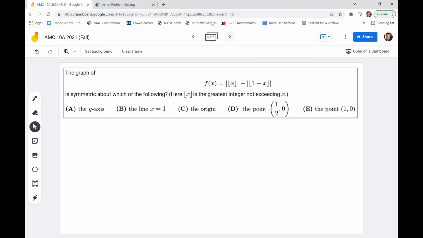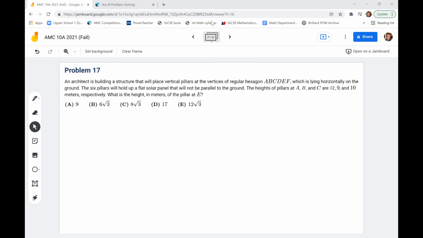Okay, next problem. An architect is building a structure that will place vertical pillars at the vertices of a regular hexagon A, B, C, D, E, F. Right, so we have a regular hexagon A, B, C, D, E, F, which is lying horizontally on the ground. The 6 pillars will hold up a flat solar panel that will not be parallel to the ground. The heights of the pillars at A, B, and C are 12, 9, and 10 meters respectively. What is the height in meters of the pillar at E?